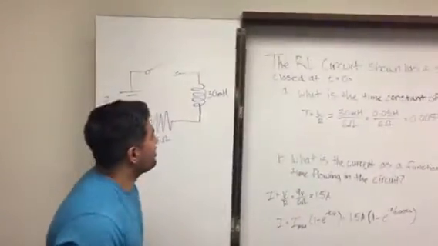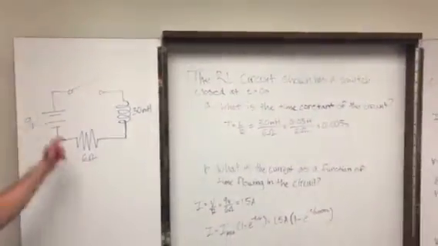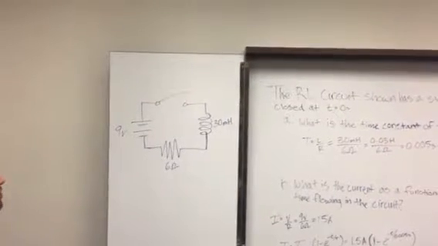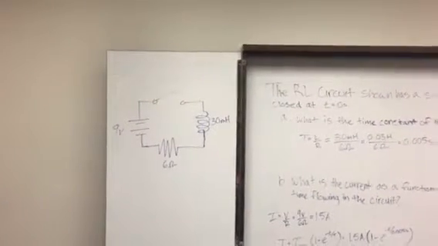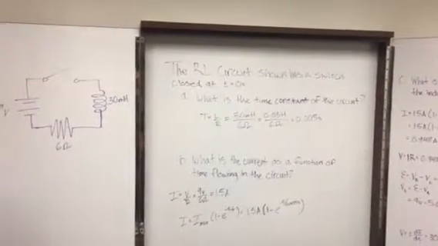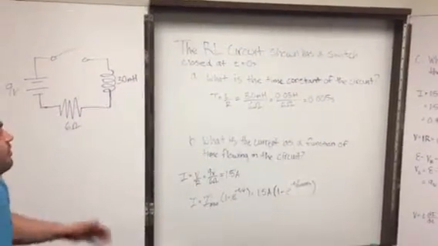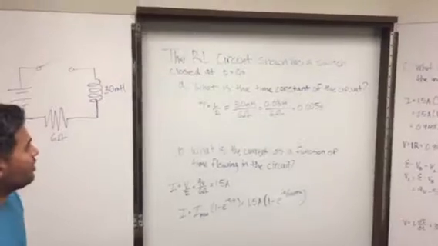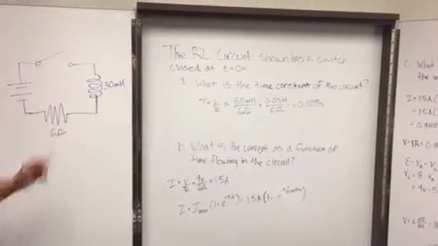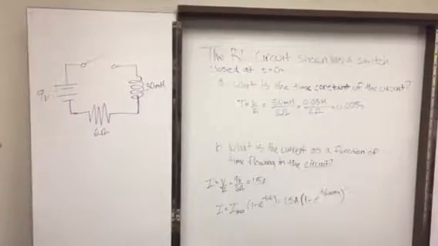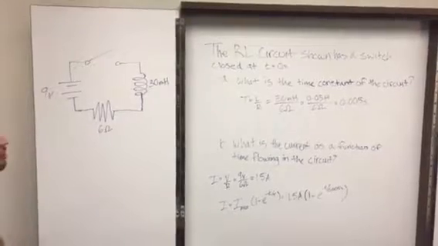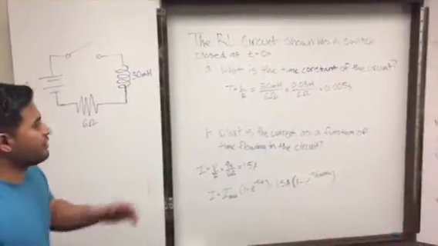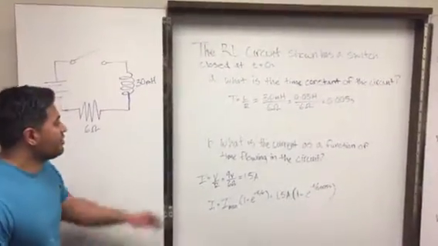Alright, so our question is, the RL circuit shown has a switch closed at time equals 0. Part A says, what is the time constant of the circuit? To find that, we use the time constant equation, which is L over R. We have 30 millihenries over 6 ohms given by our circuit here, and that gives us 5 milliseconds.